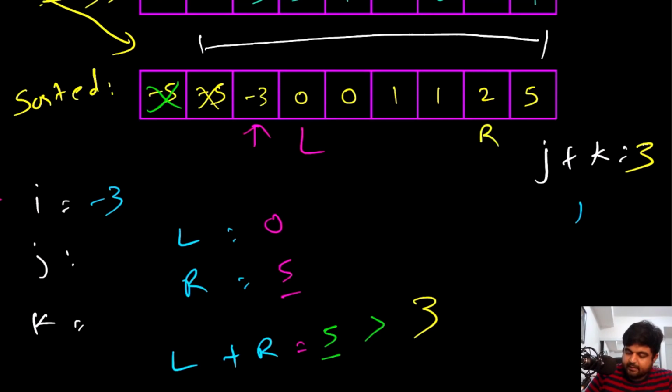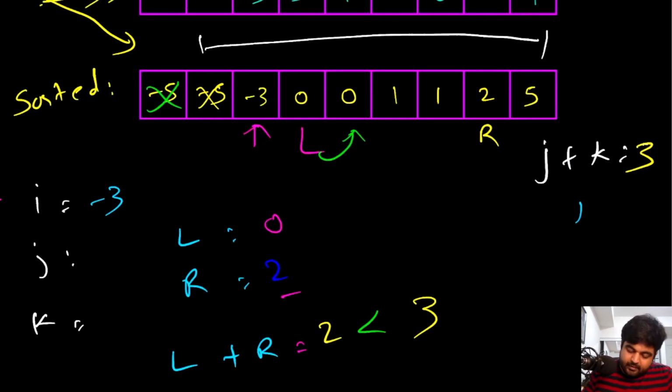So currently our right pointer is going to come over here. Now the right pointer value is actually 2. So if we do 0 plus 2, that is actually going to be 2. 2 is now less than whatever the value of 3 is. Because of that, we will have to update our left pointer to go to the right side.